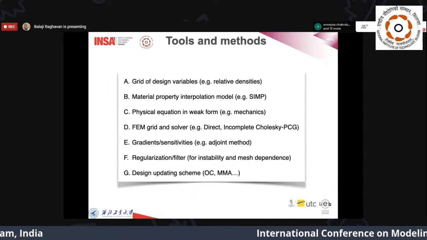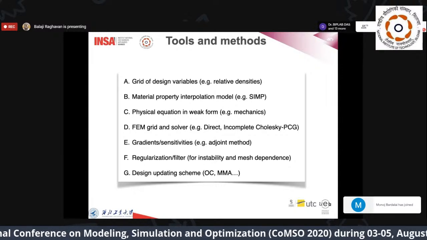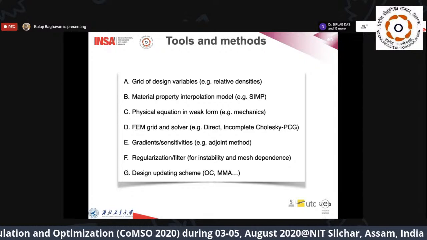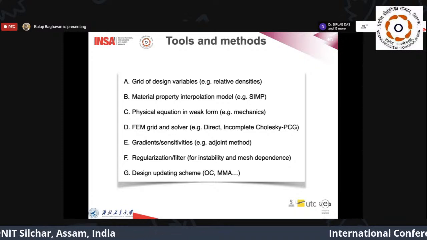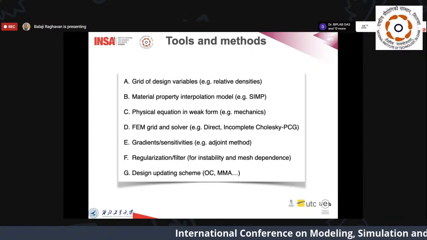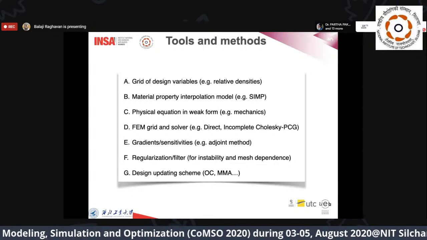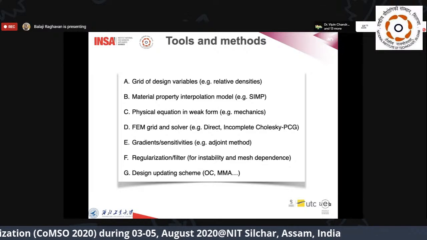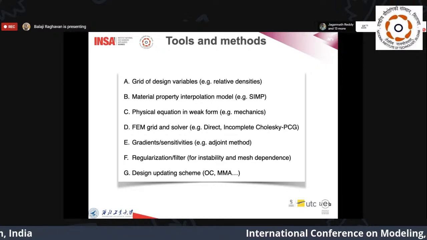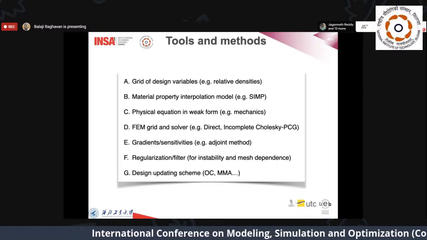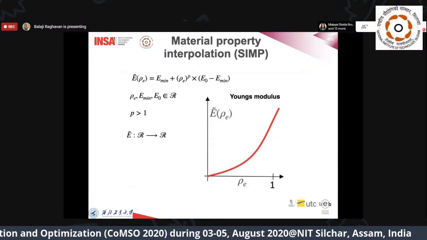Either you use a direct solver, okay? Or you can use the preconditioned conjugate gradient, so the incomplete Cholesky or the multigrid preconditioned conjugate gradients. You need to have some way of calculating gradients and sensitivities, okay, of the objective function with respect to the densities. Some kind of regularization to relieve numerical instability, avoid checkerboard problems, as Sugata mentioned yesterday, and to limit mesh dependence. And some kind of design updating scheme. The most popular ones are the method of moving asymptotes and OC, which is what Sugata mentioned yesterday.